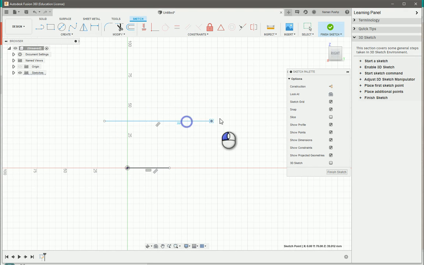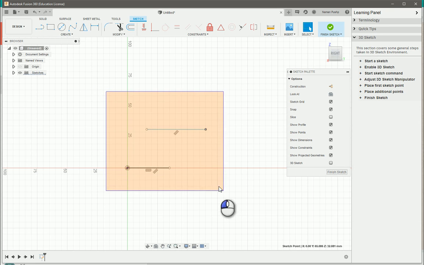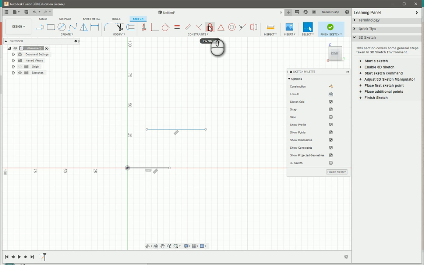Fix is a very interesting constraint because it's ideally not very commonly used. What it does is that it fixes any geometry at that point. Now as you can see, this geometry cannot be moved. It can be scaled, however, but it cannot be moved in any way. So fix is a very powerful tool. However, it's important not to misuse it.